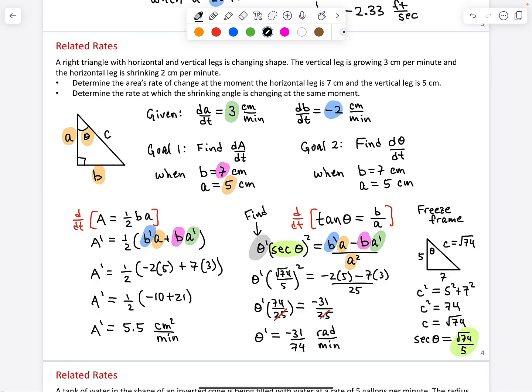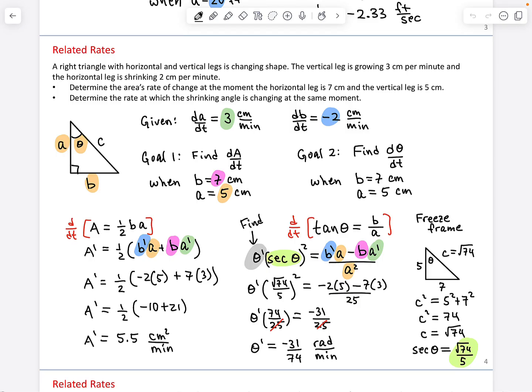So theta is decreasing at the rate of 31/74 radians per minute, or you can say theta has a rate of change of -31/74 radians per minute at this moment in time. Okay, let's go to the last page.